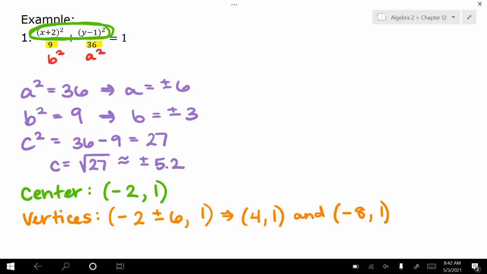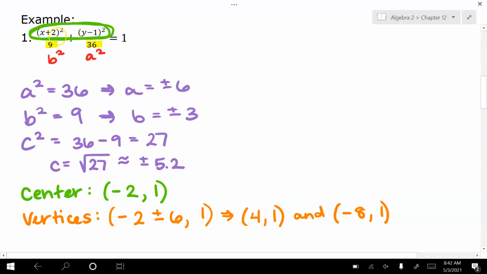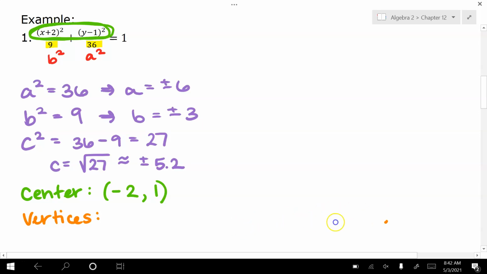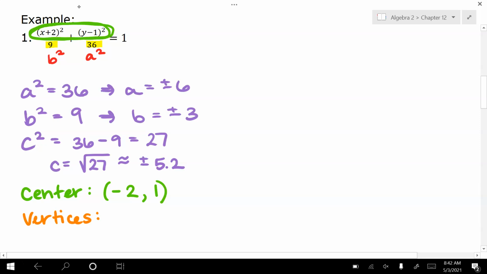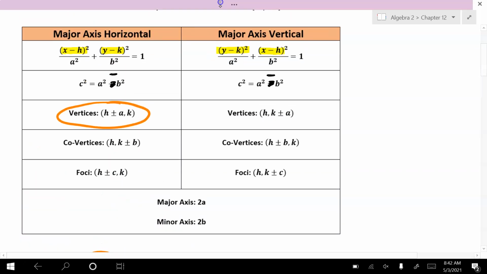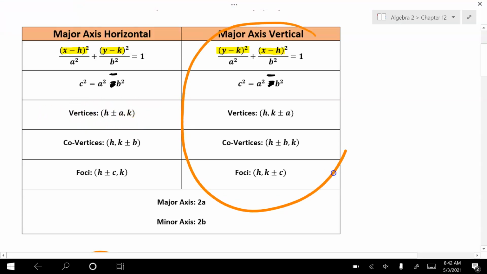Oh, you know what? I'm looking at the wrong side of the chart. We got to switch this. Sorry, that's my mistake. I was looking at the wrong side. It's actually, major axis is vertical because the a squared value above it has the y. So we want to use the right-hand side of the chart. So up here, we want to be focused on this part.